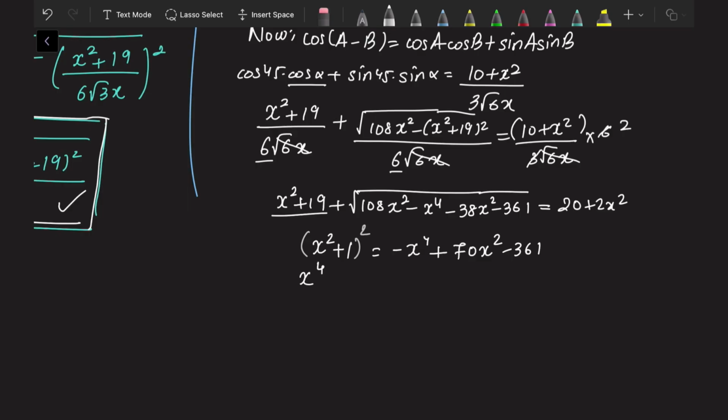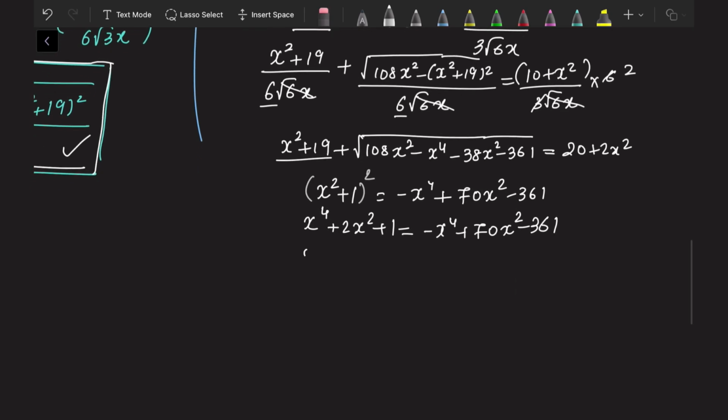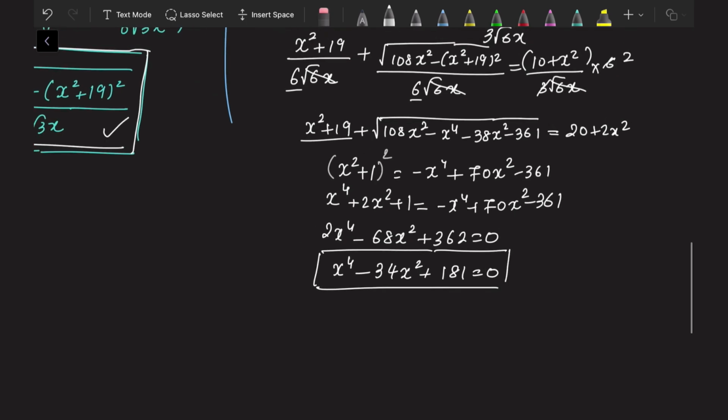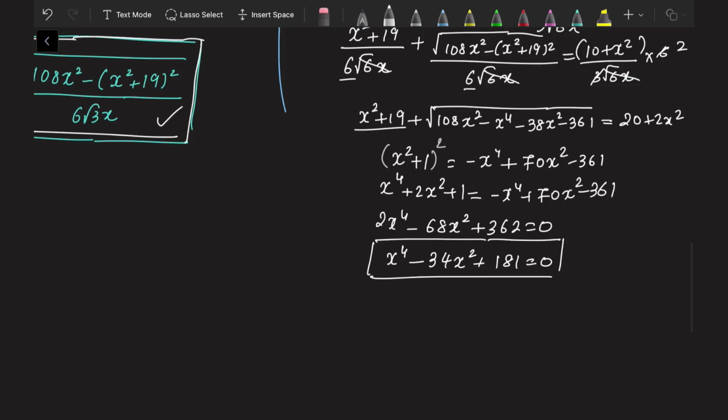Now the LHS part would become x raised to 4 plus 2x square plus 1, and that's negative x raised to 4 plus 70x square minus 361. Simplifying this means 2 times x raised to 4 plus negative 68x square plus 1 plus 362, and that is 0. Factoring out the 2 means x raised to 4 minus 34x square plus 181 results in 0. So here we have a quadratic formula. Now not the quadratic formula, a quadratic equation.